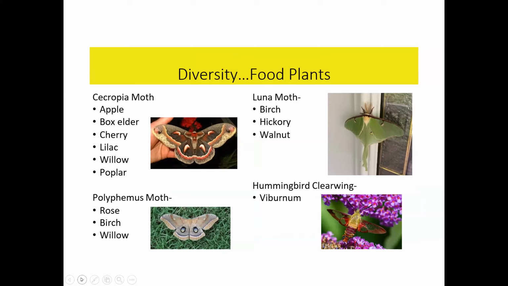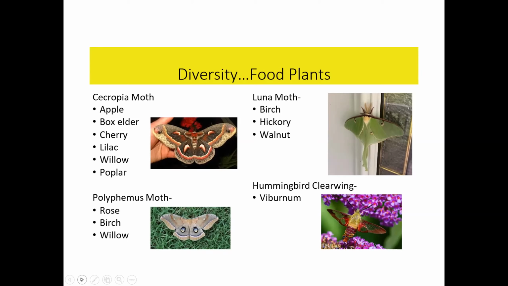The Polyphemus moth, anything in the rose, birch, or willow family. The Luna moth prefers birch, hickory, and walnut. And I'm sure some of you are familiar with a hummingbird clearwing moth. A lot of people think it actually is a hummingbird when they see it flying around. It is attracted to our native viburnums.